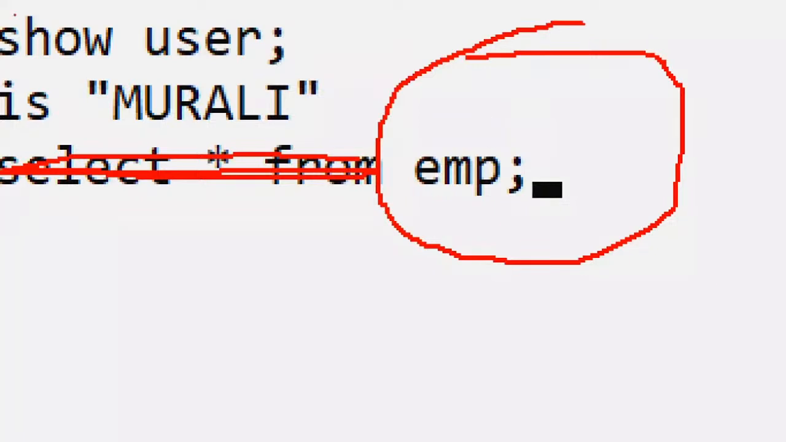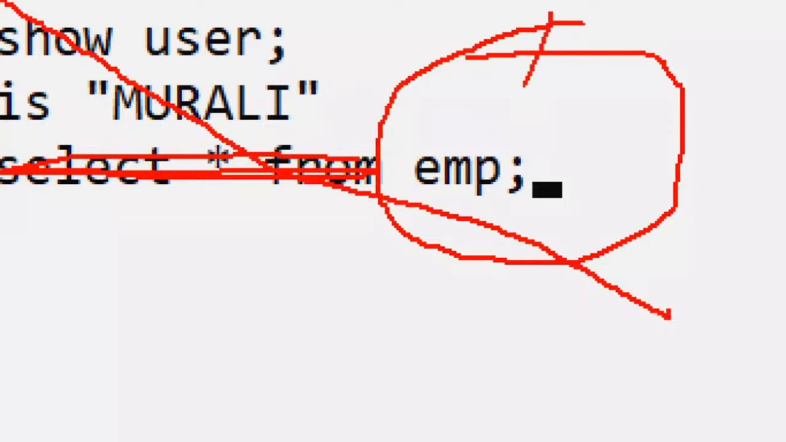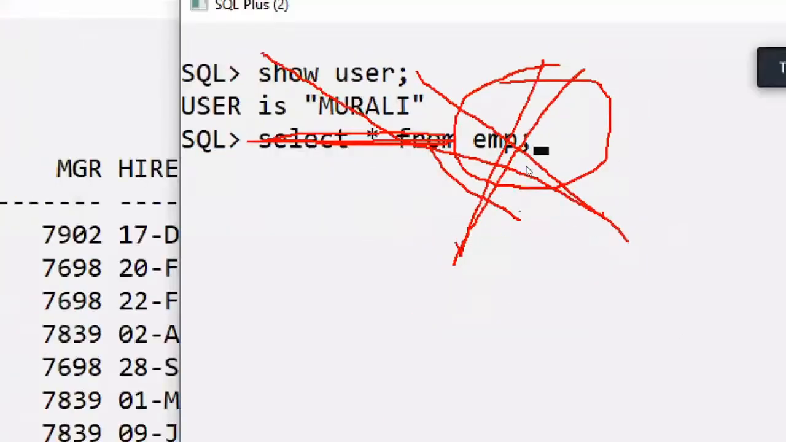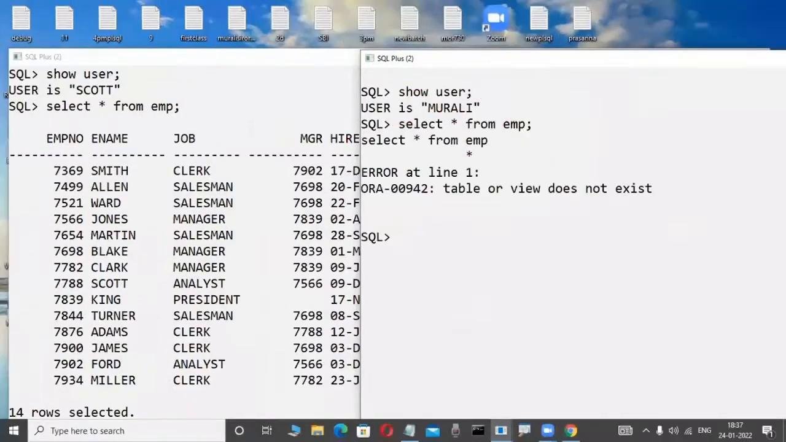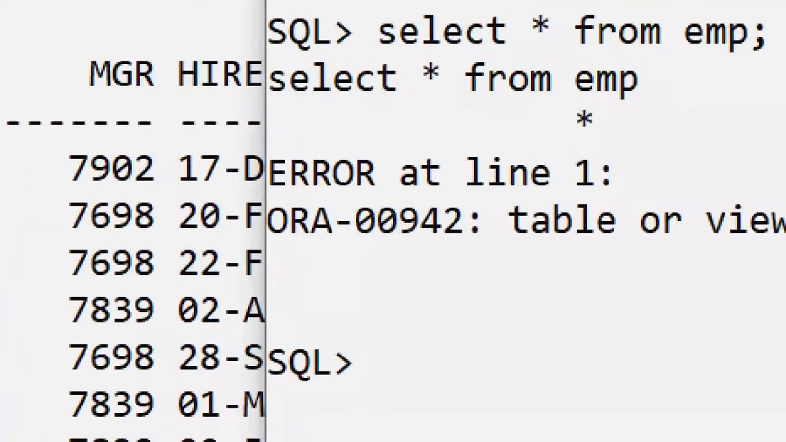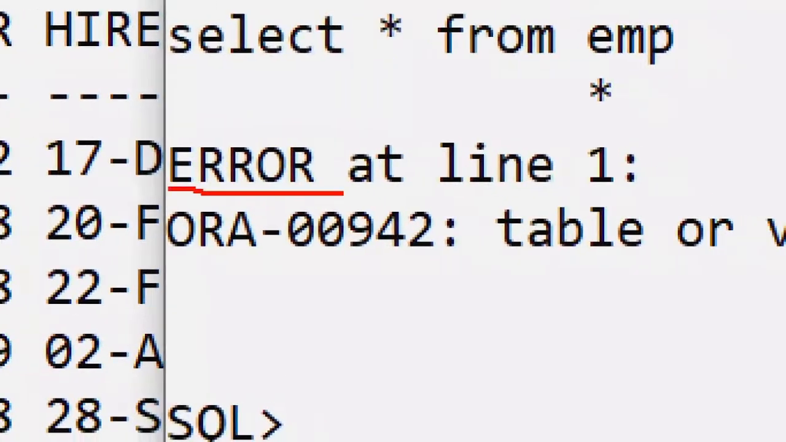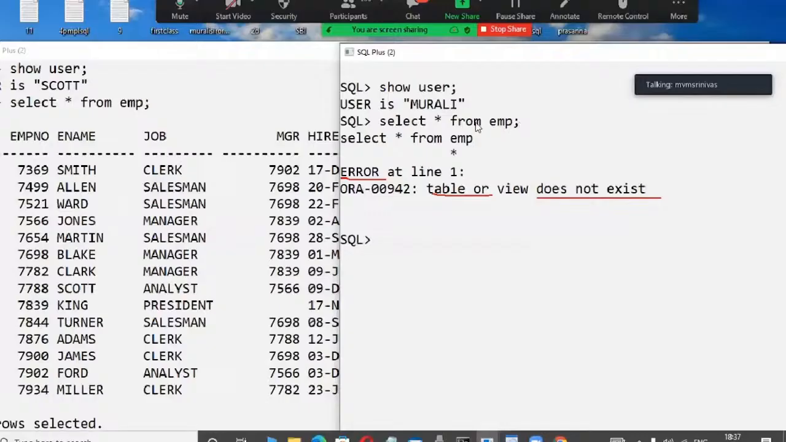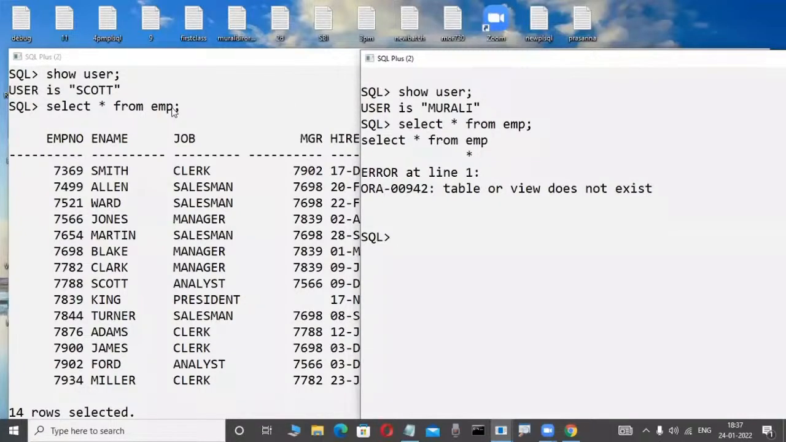Very good. One fellow is telling the correct answer. Not possible, because this EMP table is another employee's table. That's why this is not possible. Observe here. I am pressing the enter key and it gives an error: table or view does not exist. View we will cover later. Don't worry. The Murali user is unable to access the Scott user table in this example.